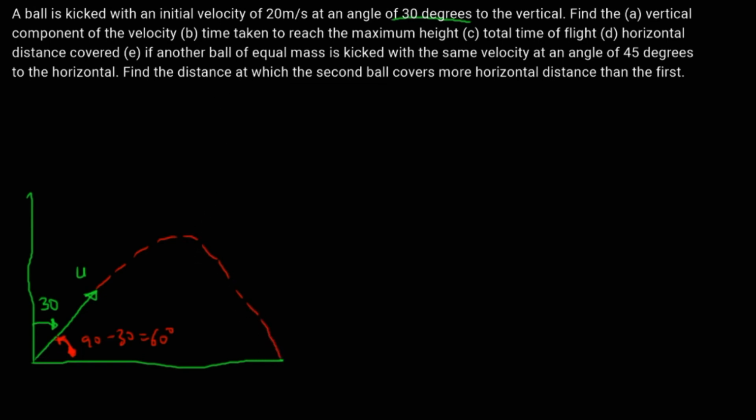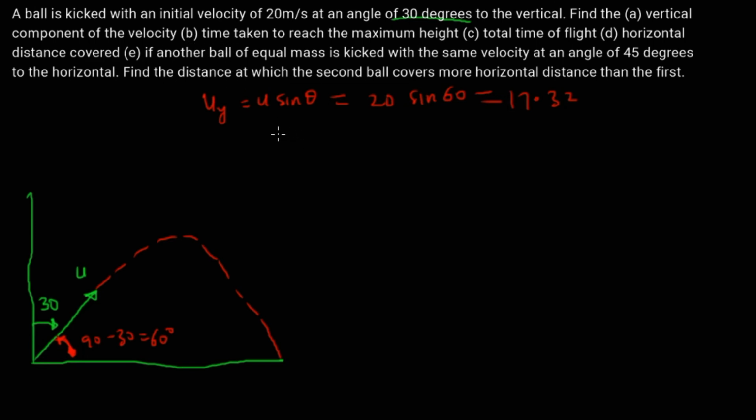So the question says find the vertical component of the velocity. The vertical component of the velocity is uy, which is u sine theta. Now u in this case is 20, then theta is 60 degrees. So we have 20 sine 60. 20 sine 60 is 10 root 3, which is the same thing as 17.32. All right, vertical component of the velocity.